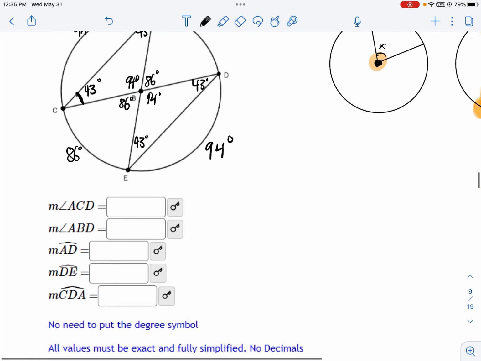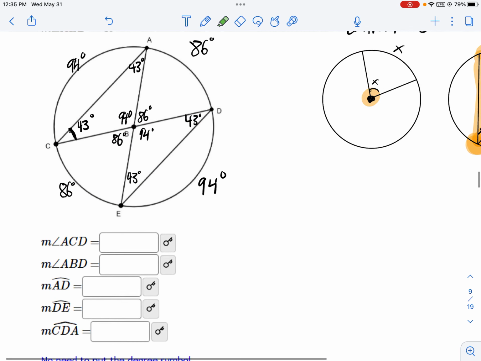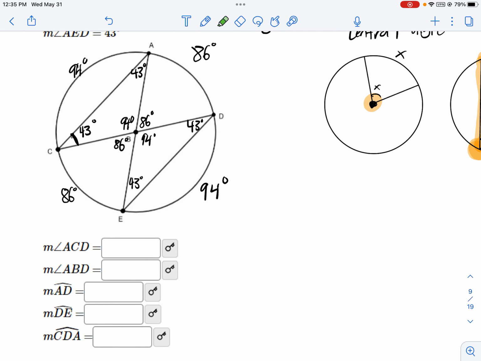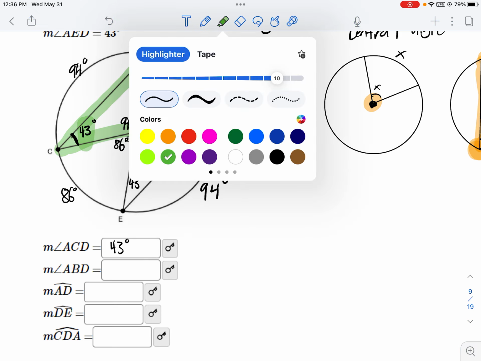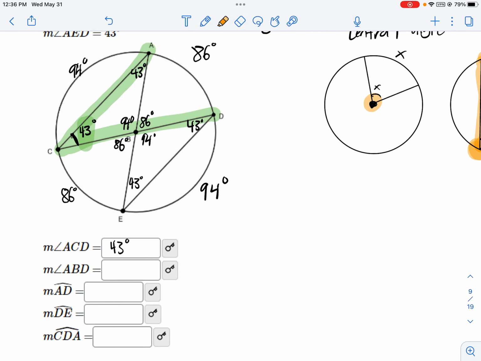So now let's just fill in this information. So first it says the angle of ACD. So ACD, we're talking about that angle. We said it was 43 degrees. All right, next we have the measure of angle ABD. So A to B are center D. And we said that was 86 degrees. All right, so that angle right there.